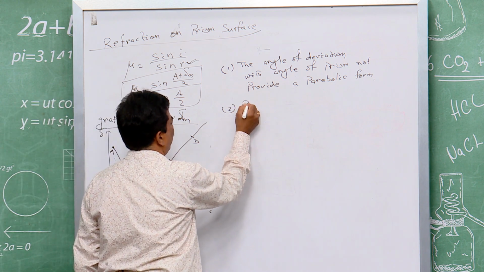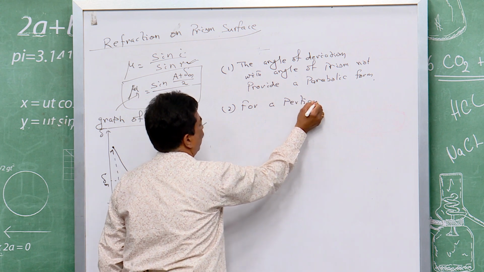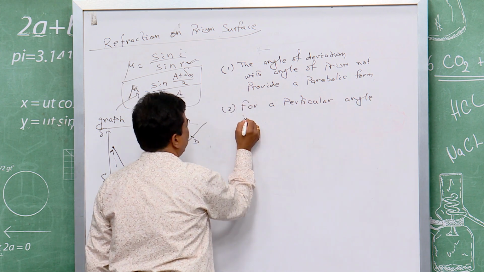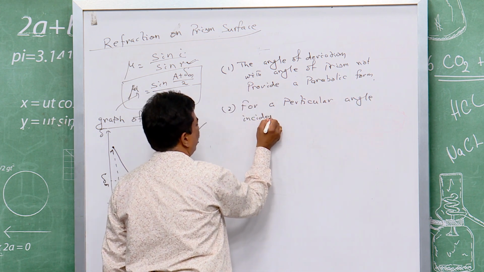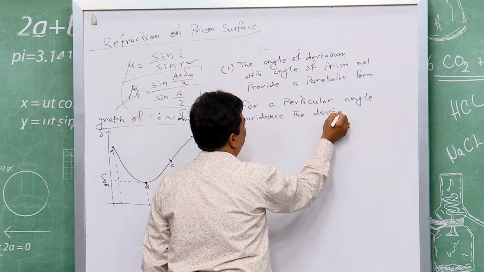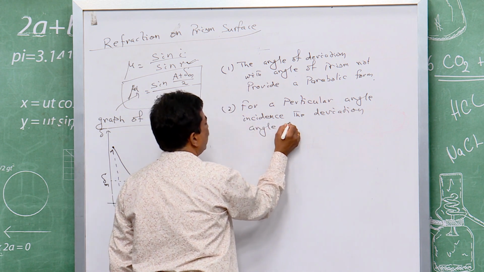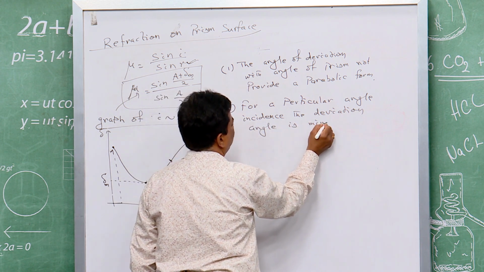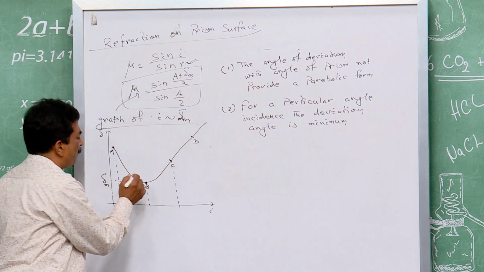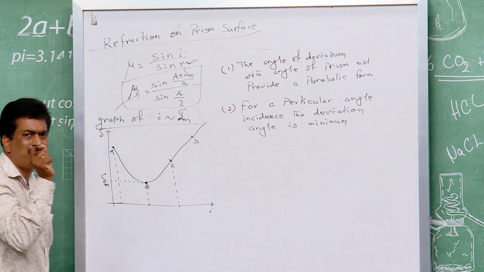Second, for a particular angle of incidence, the deviation angle is minimum. The deviation angle is minimum only for a particular angle. You see, the angle of deviation is minimum only for a particular point.